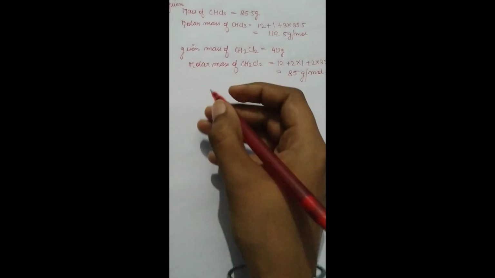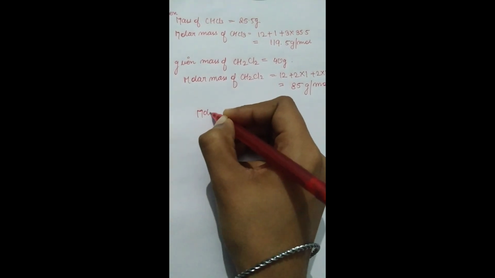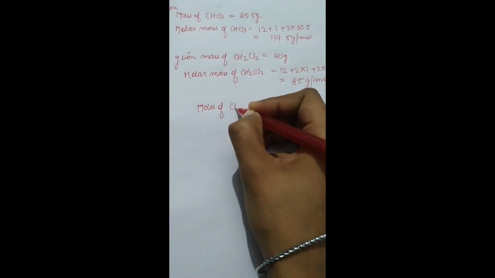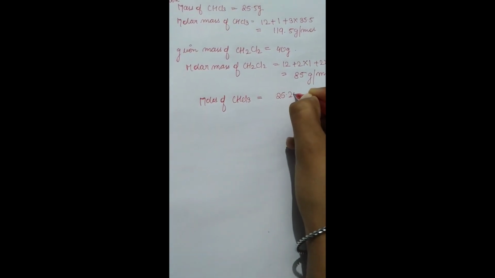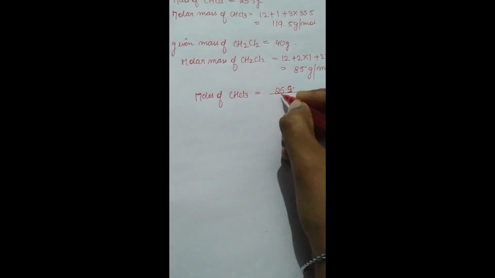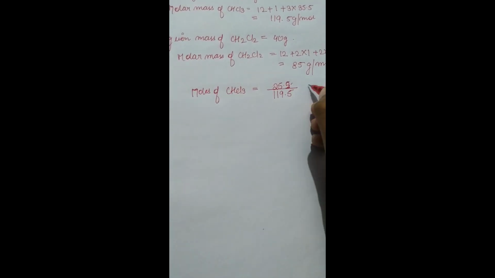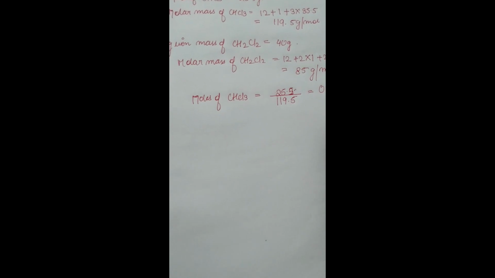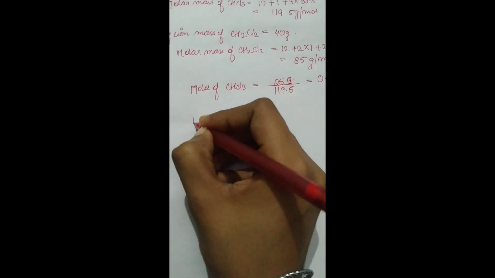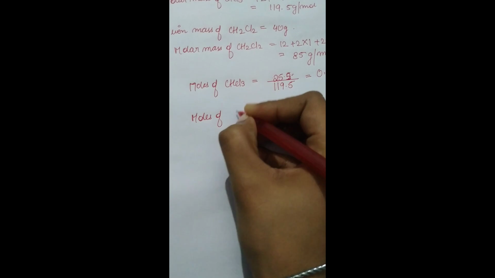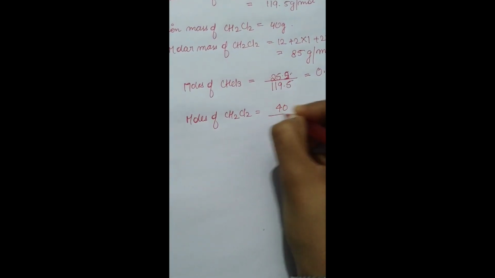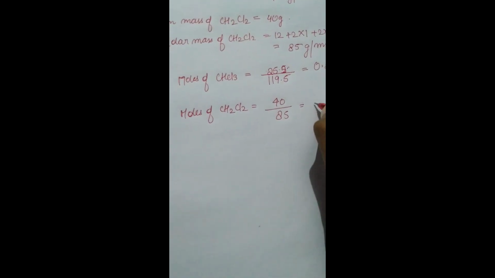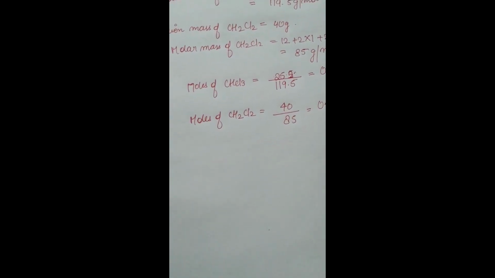Now we have to calculate the moles. Moles of chloroform is given mass upon molar mass, which will be equal to 0.213 moles. Now moles of dichloromethane, given mass upon molar mass, which will be equal to 0.470 moles.